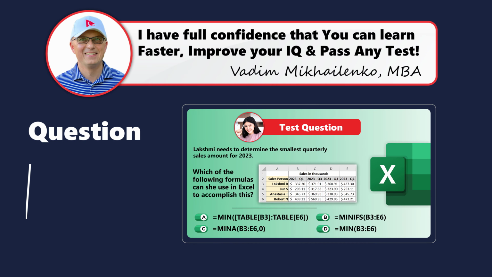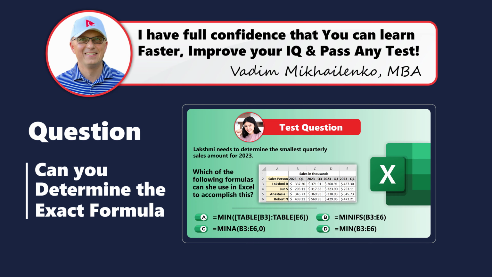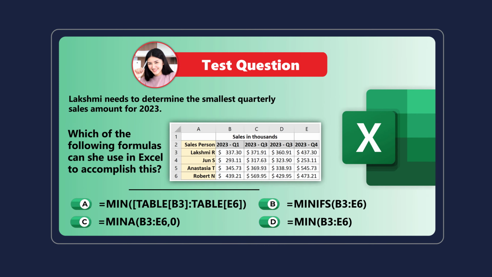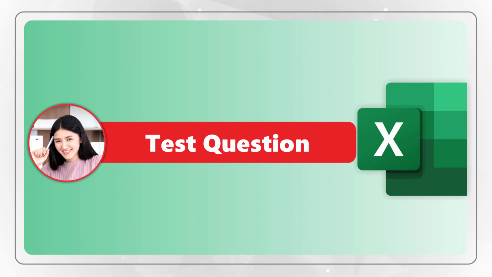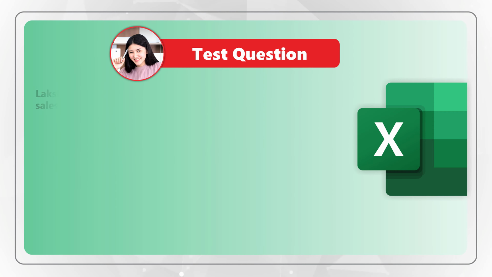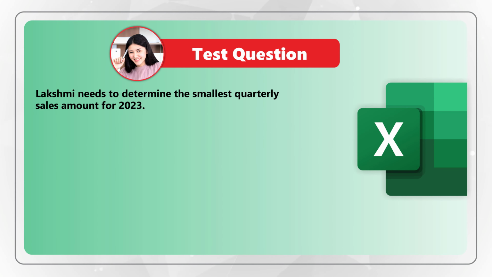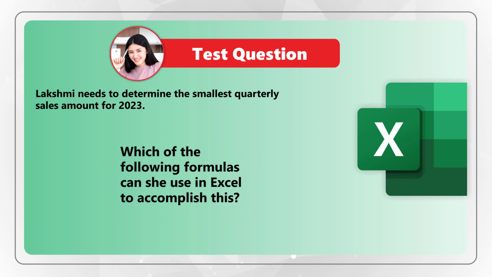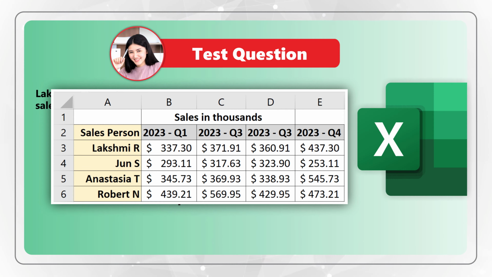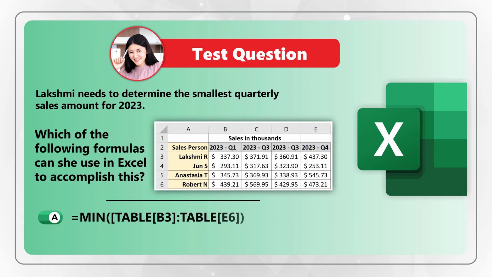I have a surprise for you, and my surprise is a practice question for you to solve. Lakshmi needs to determine the smallest quarterly sales amount for 2023. Which of the following formulas can she use in Excel to accomplish this? You're presented with the data set and 4 possible choices. Take a close look to see if you can select choice A, B, C, or D.